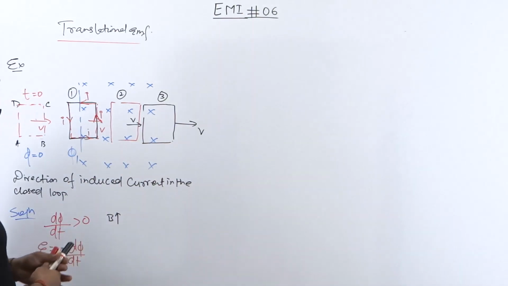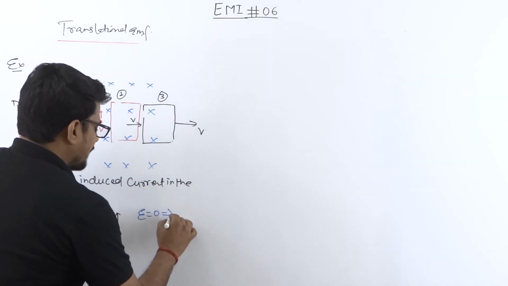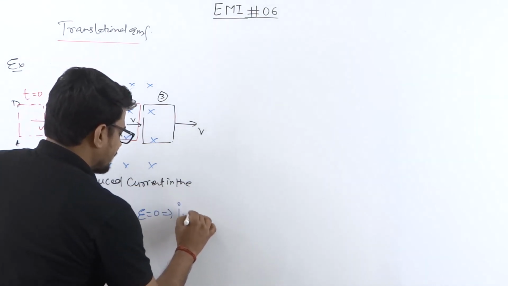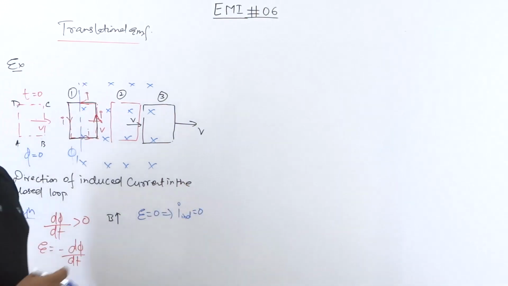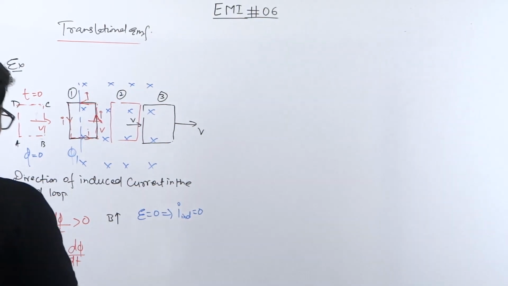And since there is no change in the magnetic flux, which means induced EMF should be 0, that implies the induced current should also be 0. So there will not be any current induced in this loop. So there should not be any induced current. Now let's come to the third case.